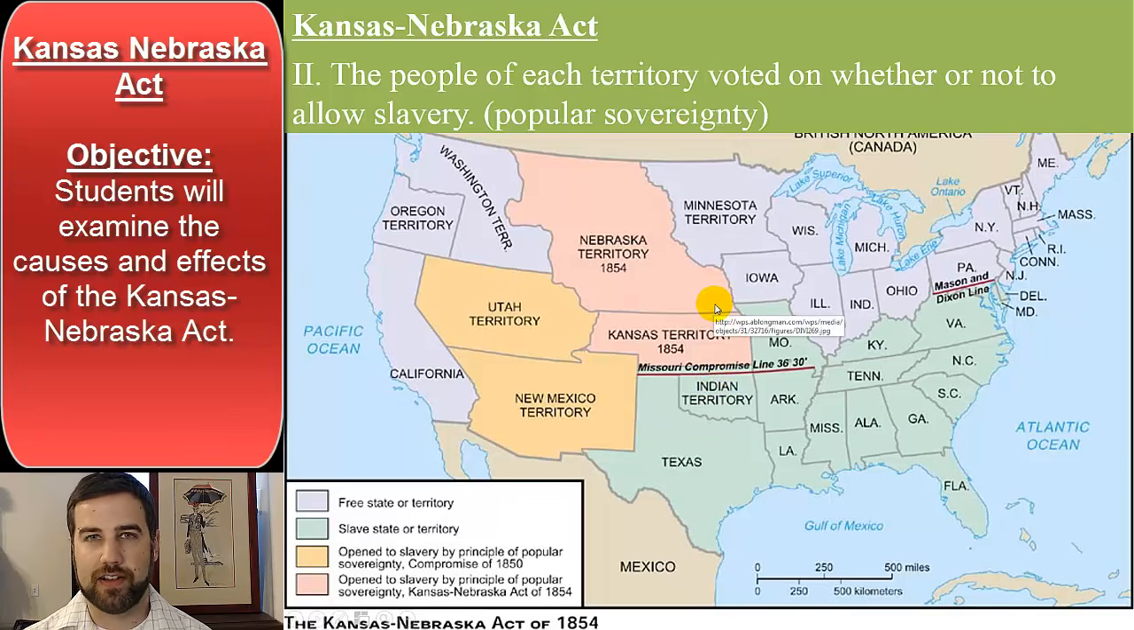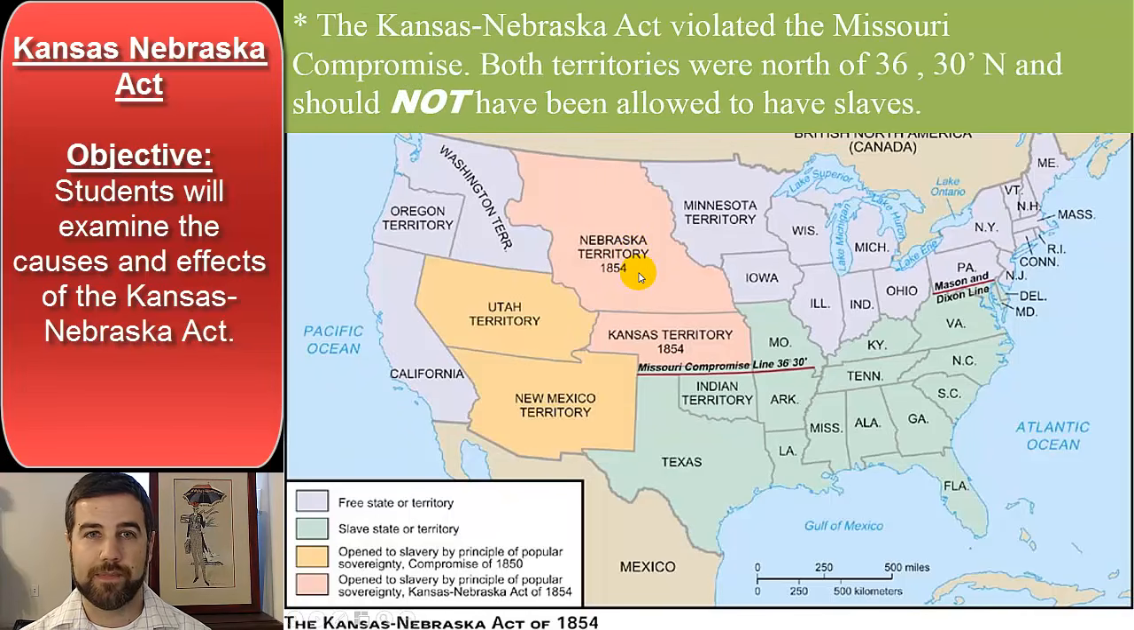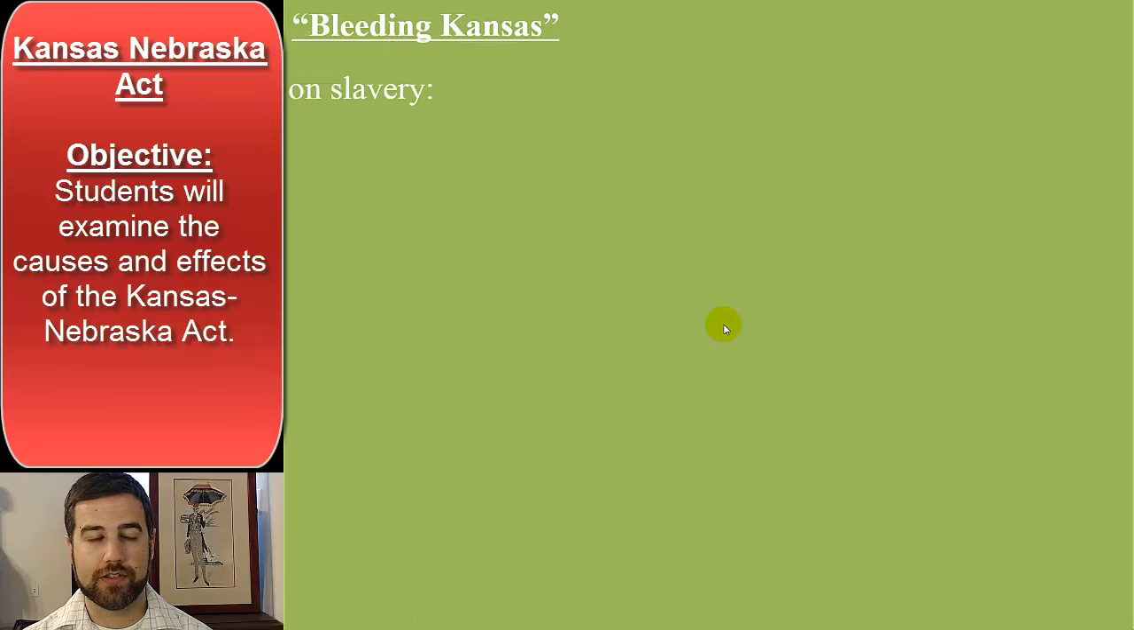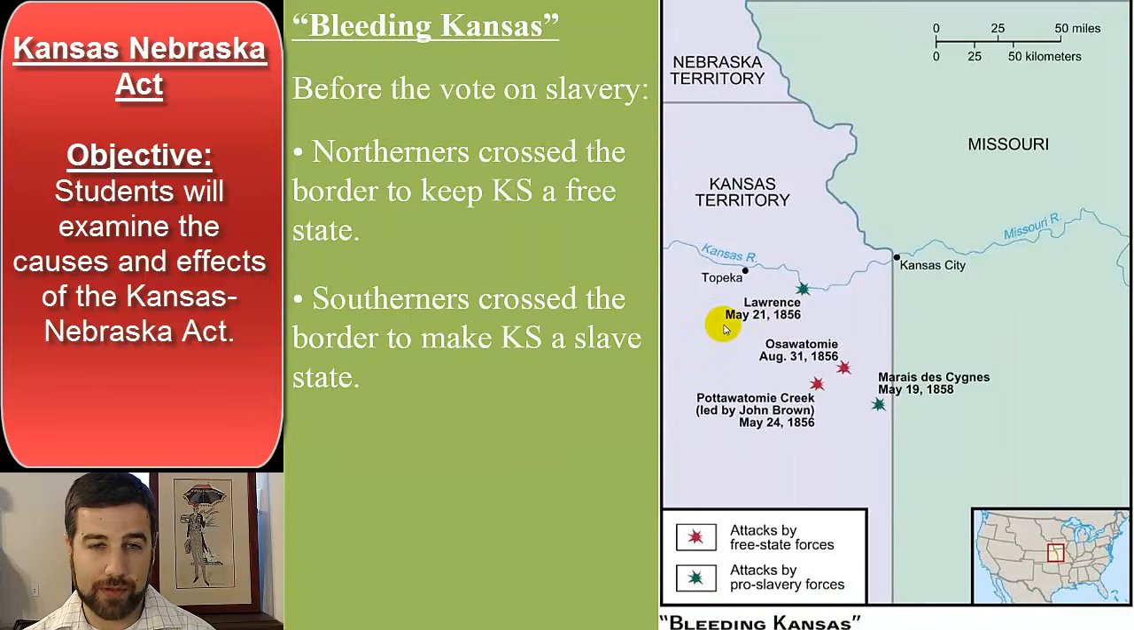Since in this law it is now based on popular sovereignty, which means the people are sovereign. The people have the power. So let the people living in Kansas vote if they would like to allow slavery or not, and allow the people in Nebraska to do the same. And so this is going to violate the Missouri Compromise, obviously, since both territories are north of the line, so they should have been free. But now it's going to be up to the people living in those areas to vote if they want to have slavery or not. So that's going to cause some problems.